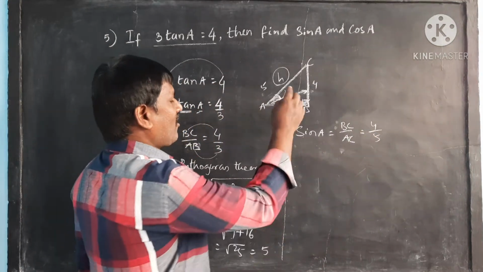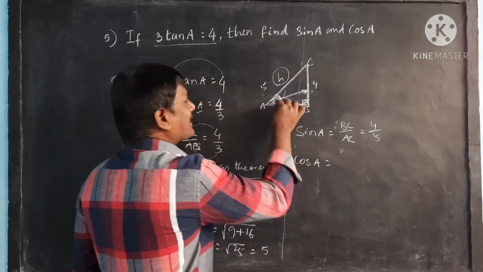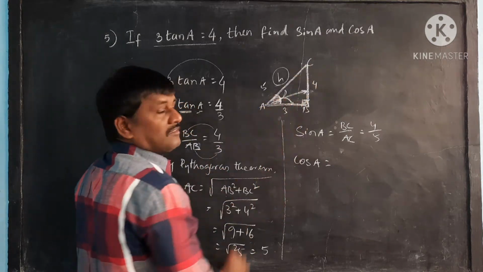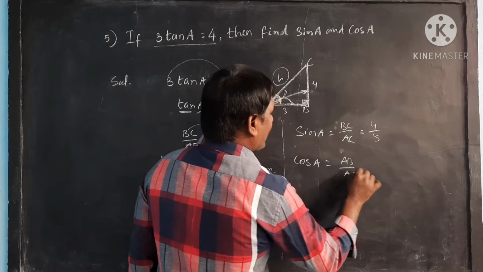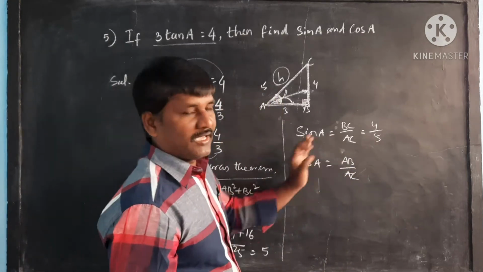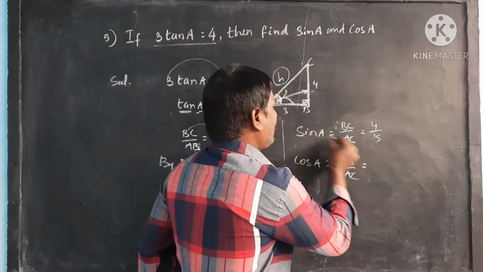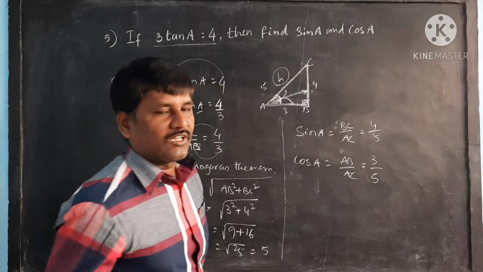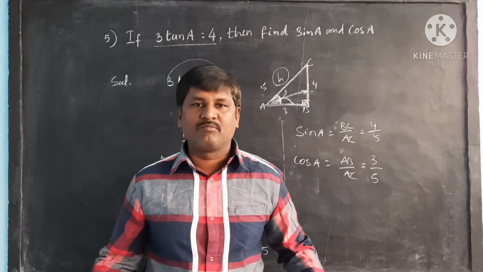Similarly, you can find cos A. Cos A is equal to adjacent side to angle A, that is AB, by hypotenuse, that is AC. So AB by AC we can write because cos A is equal to AB by AC. Now substitute the values of AB and AC. AB is equal to 3 and AC is equal to 5. Therefore, the value of sin A is equal to 4 by 5 and cos A is equal to 3 by 5. The sum is over.